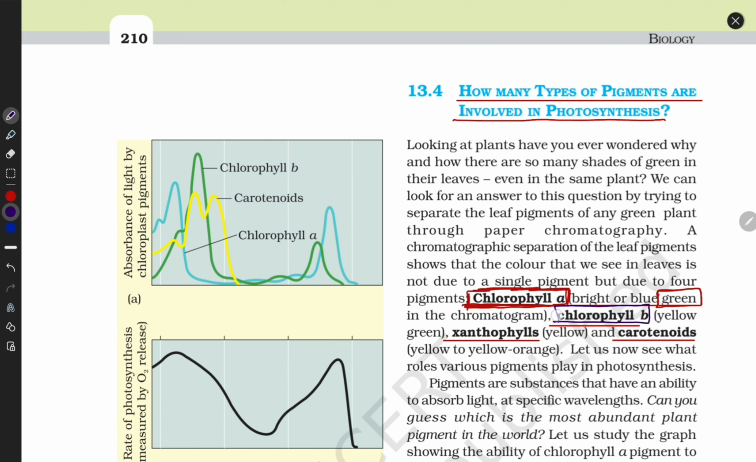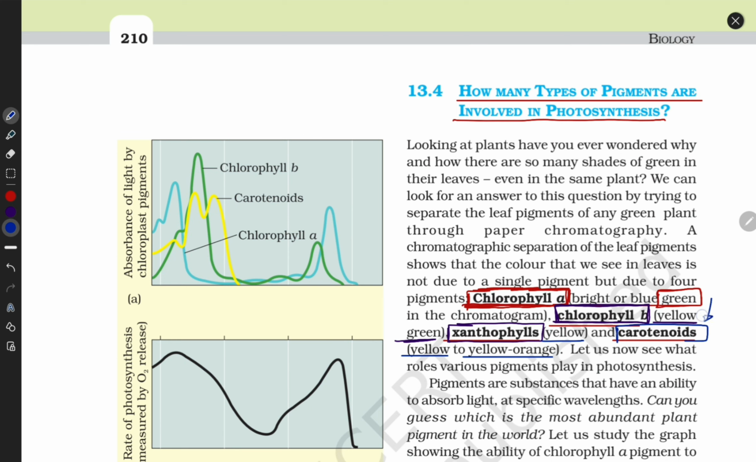Chlorophyll B is the second important photosynthetic pigment. It looks yellow green. Now xanthophylls' color is yellow. Carotenoids look yellow too, yellow and orange.